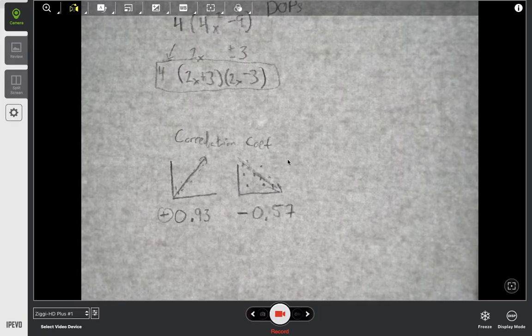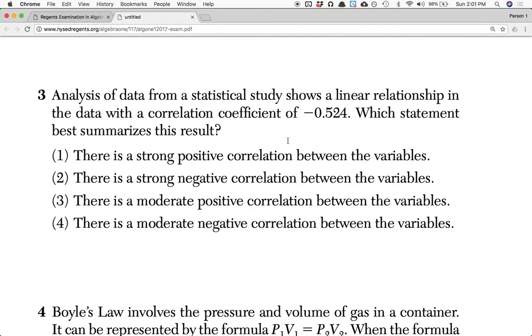Now that we reviewed that, let's just check this question again. So I've got a correlation coefficient of negative 0.524, so it should be going down, and there should be some sort of correlation. They should be kind of related. So it's definitely not positive, so I can get rid of 1, I can get rid of 3, and it's a difference between strong negative correlation or a moderate negative correlation.